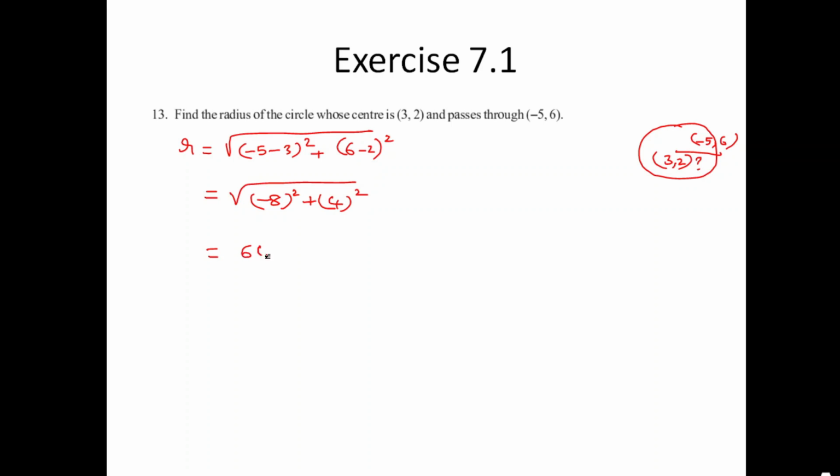So this is 64 plus 16. If you are adding up these two here, we get root 80. So how do I write root 80? Root 80 can be written as 16 into 5. So the value of root 16 is 4, and 4 root 5 square units is your required radius of the circle.